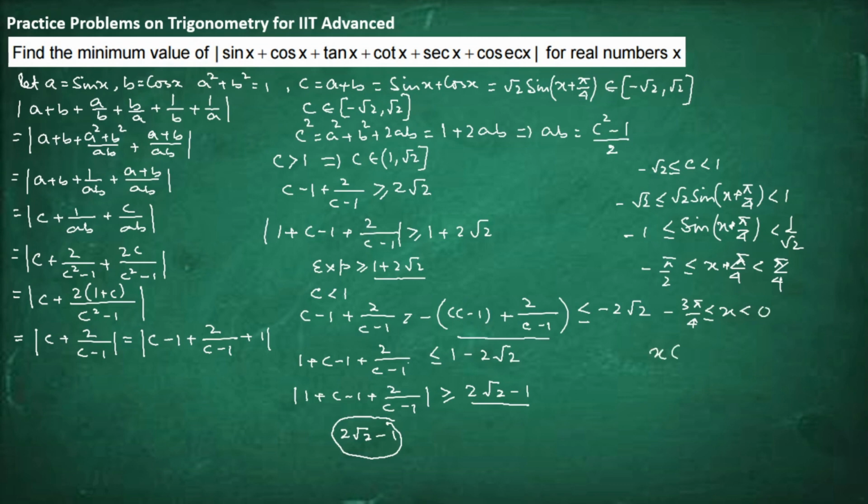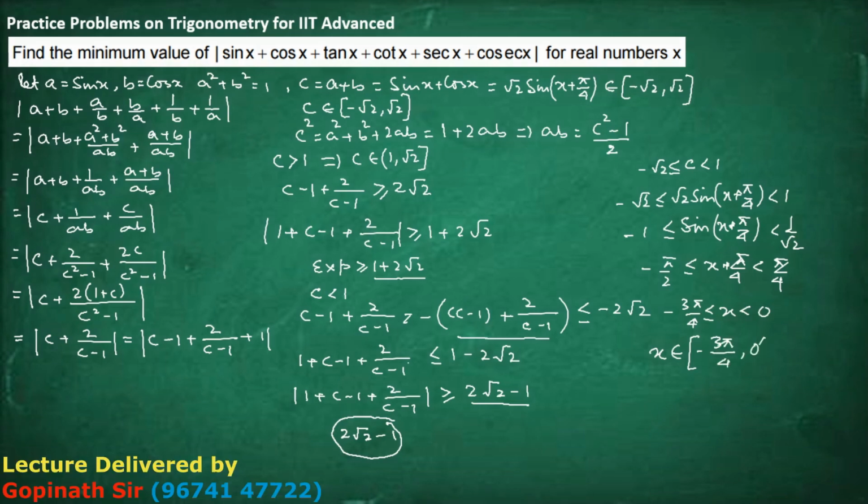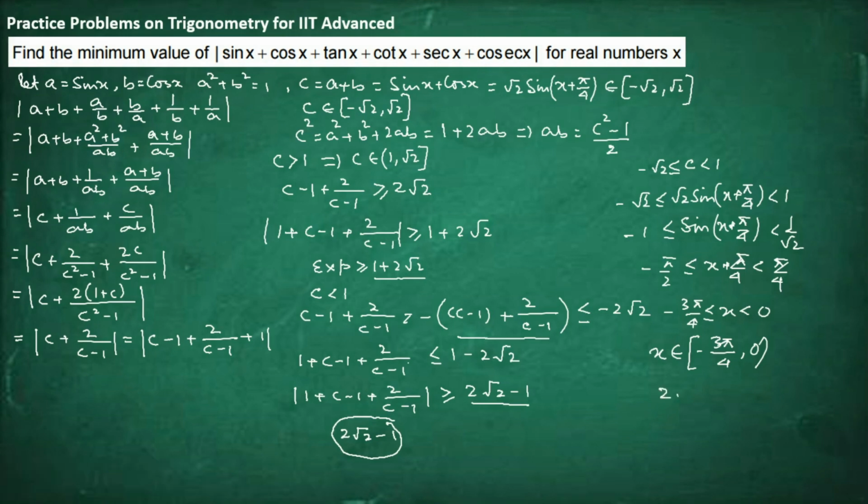Therefore, when x belongs to minus 3 pi by 4 to 0, the value of the given expression is minimum, and the minimum value is 2 root 2 minus 1. Is it clear to everyone? Have you understood this problem? Okay.